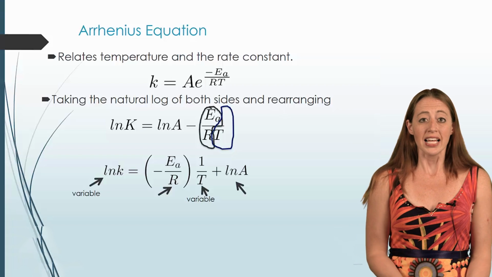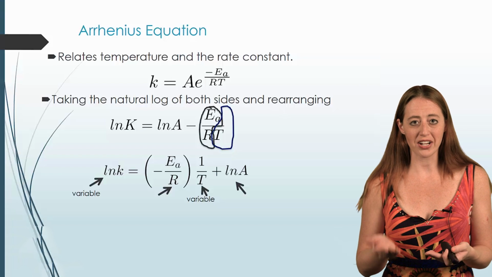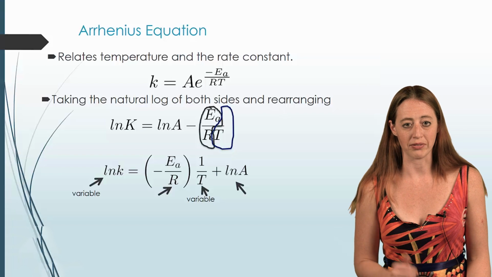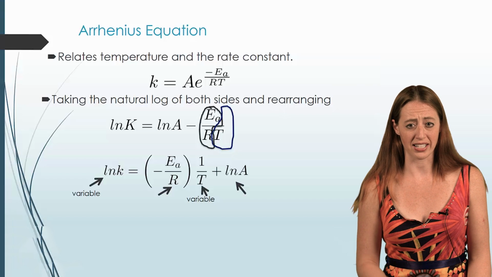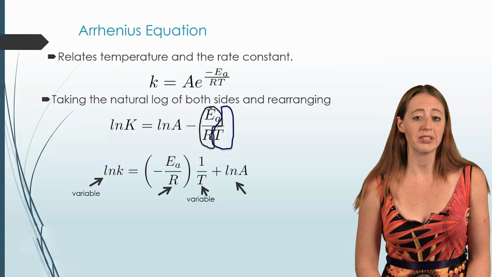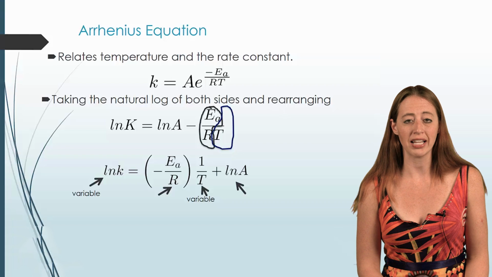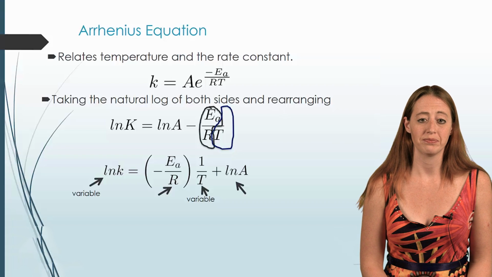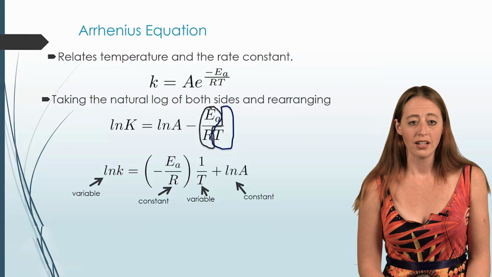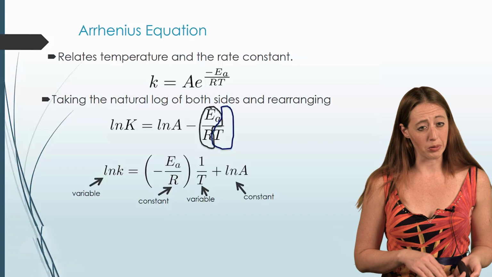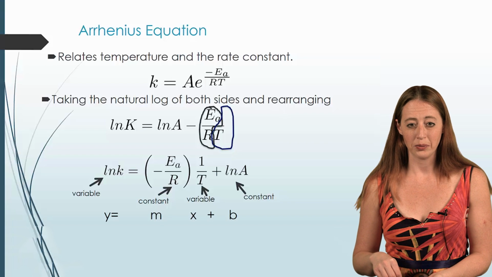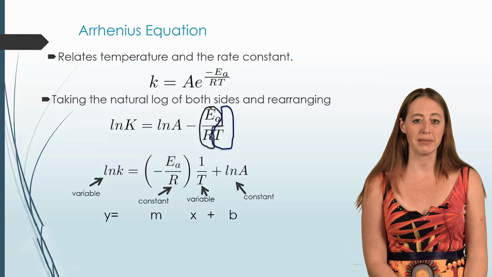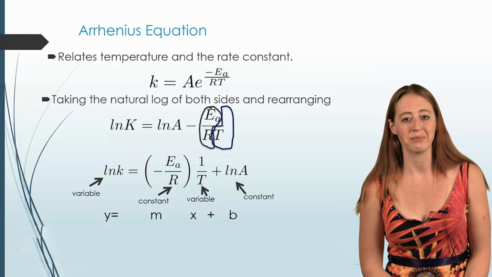All right. Activation energy isn't. Activation energy is our set energy for our given reaction. R is a constant. It's the one here that's always a constant. And I haven't really talked about the natural log of A. It's not going to come up a lot. But A is a constant here too. Well, if we have a variable equals a constant times a variable plus a constant, we could rename that y equals mx plus b, and we have another linear equation.